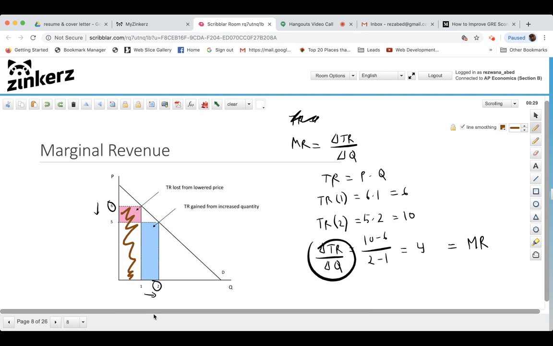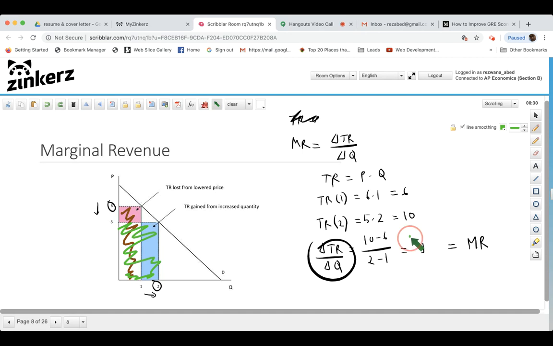Yes. And if I sell 2, my total revenue is this rectangle now. So when I sell 2, what happened? I lost this box, because I had to lower my price. So I lost some revenue from lowering my price, but I also gained this blue rectangle because I increased my quantity. So my revenue, I gained more than I lost. Do you see that? So the change in my total revenue, which is also the marginal revenue.